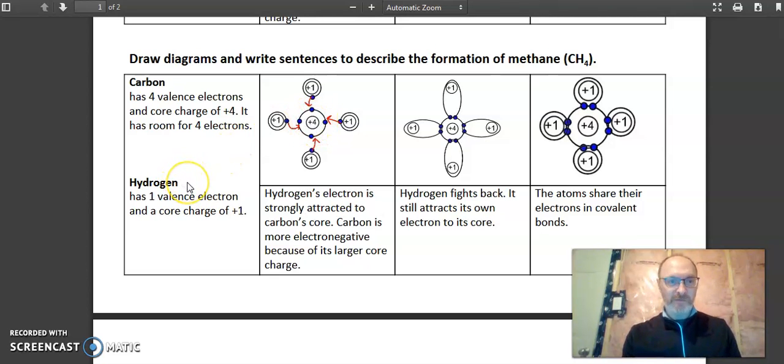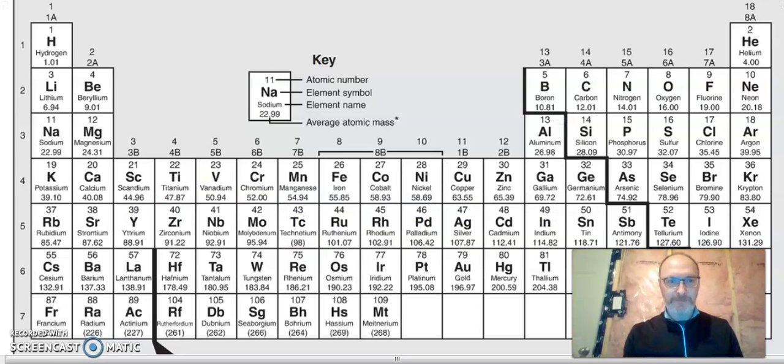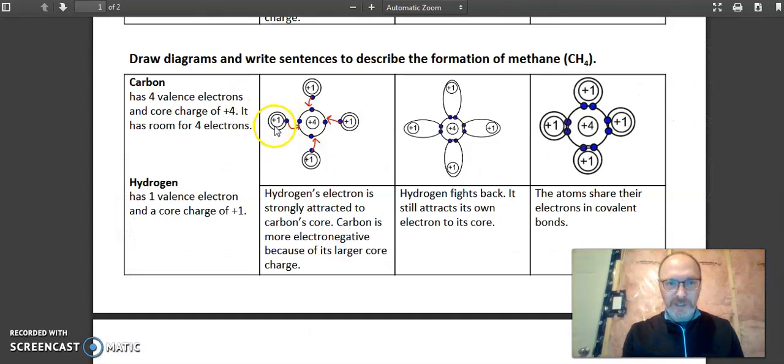Hydrogen has 1 valence electron and a core charge of +1. Again, hydrogen is in group 1A, so that's where we get that information. When you look closely at each of the hydrogens here, you'll notice +1 core and 1 valence electron.